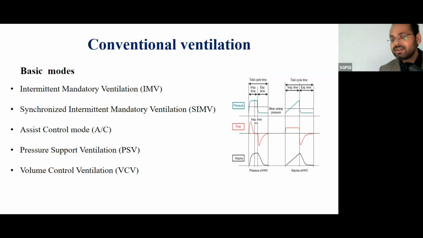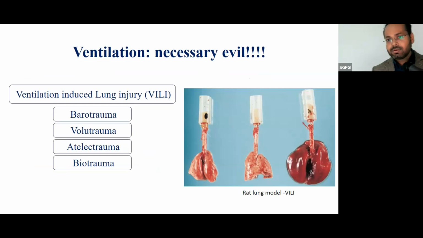Basic modes of mechanical ventilation include intermittent mandatory ventilation, synchronized intermittent mandatory ventilation, assist control mode, pressure support ventilation, and volume control ventilation. As we know, ventilation comes with some adverse effects. This includes ventilation-induced lung injury, which can be in the form of barotrauma, due to the use of high pressures, or volutrauma, where high volume swings, tidal volumes, can cause lung injury. Then there can be atelectasis due to the repetitive opening and closing of the alveoli. And all these form the soil for bacterial seeding and lead to biotrauma.